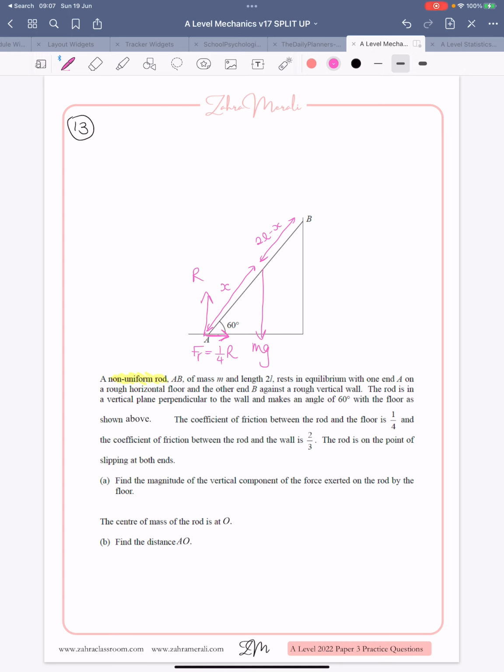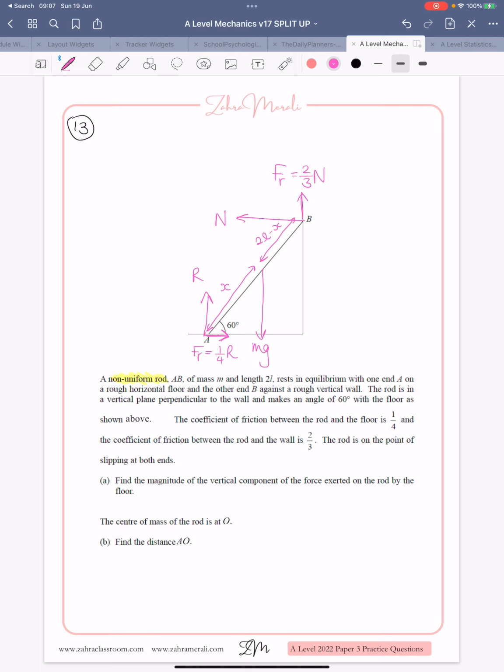And then we go to the top, and at the wall, we've got another reaction. I'm going to call that N. And I've got friction as well. So this is the friction at the wall, which is going to be 2/3 N. I use different letters. You might use RA and RB, but that way I just don't confuse myself. Easily confused, clearly. Right, so now we've got our labelling right.